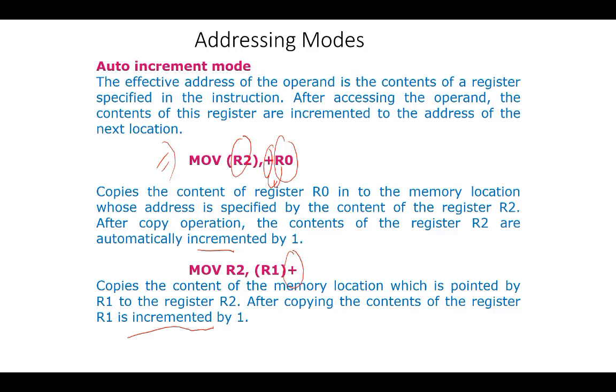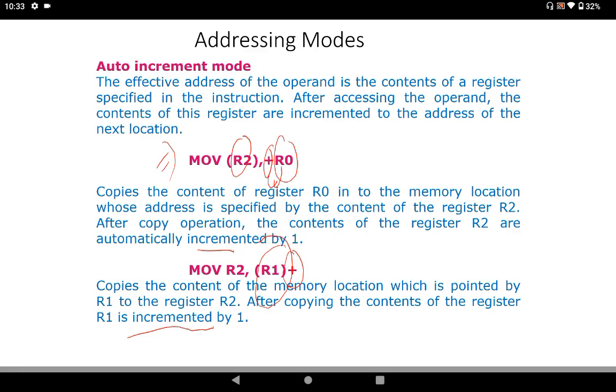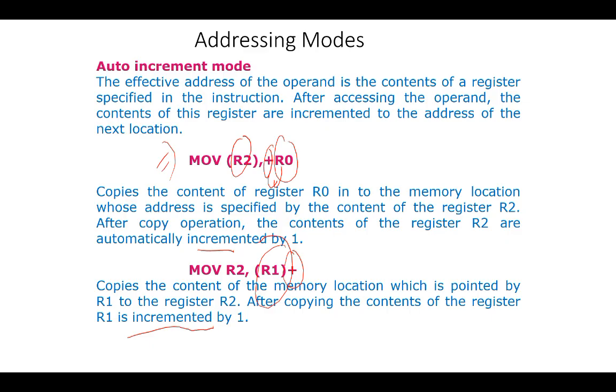While in the below instruction, the plus symbol is mentioned before the source register, so the incrementation is done on the source register. So r1 is going to be incremented by 1. So this is auto increment mode.